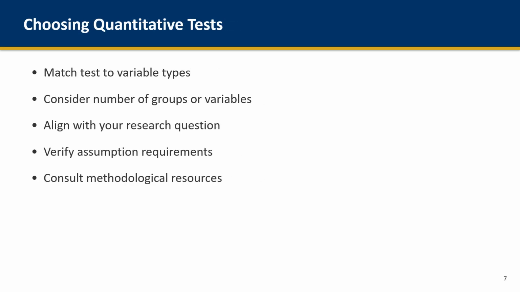Selecting appropriate statistical tests depends on several factors. Understanding these helps you choose well. Variable types fundamentally constrain test options. Categorical variables, nominal or ordinal, require different tests than continuous variables.